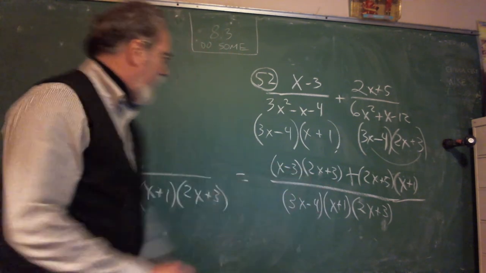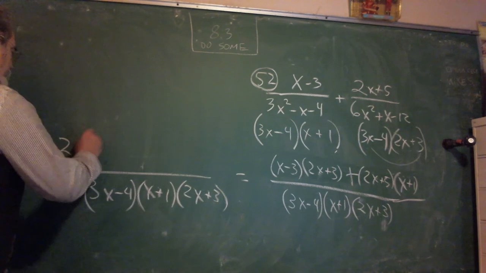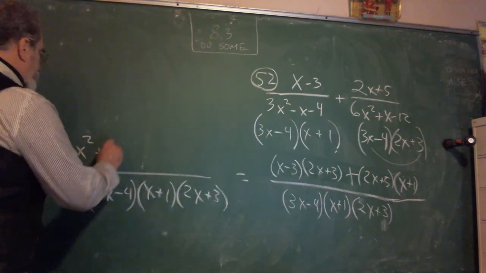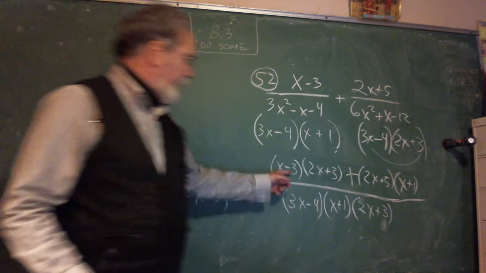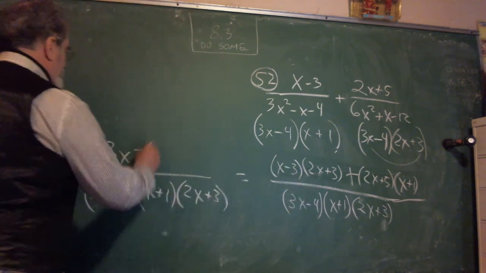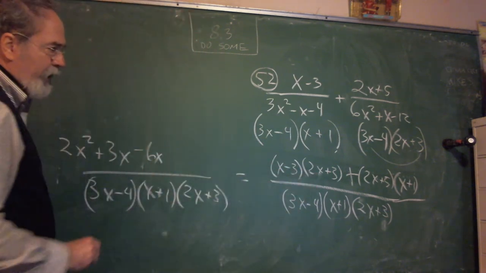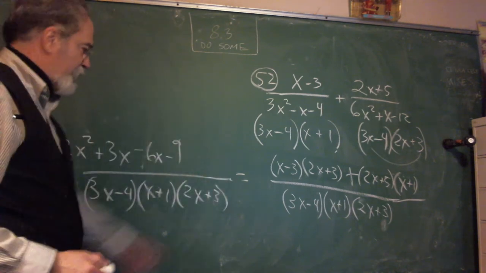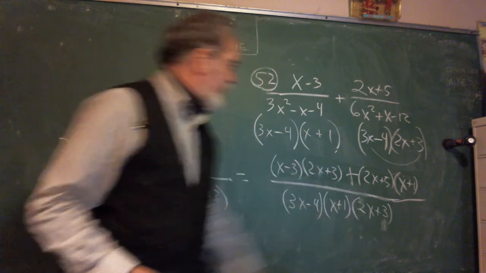X times 2x is 2x squared. X times 3 is 3x. Negative 3 times 2x is negative 6x. And then negative 3 times 3 is minus 9. Oh, I'm going to need all the space I can get for this other side. I'm going to have to write kind of small.